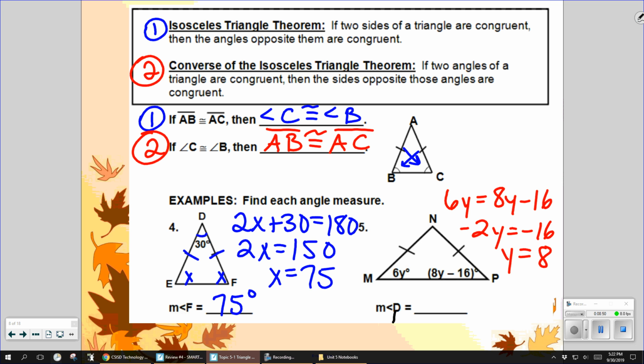All right, so the measure of angle P, we're just going to plug it in. So we're going to do 8 times 8 minus 16, or we could plug it into 6y and do 6 times 8, which gives us 48 degrees.